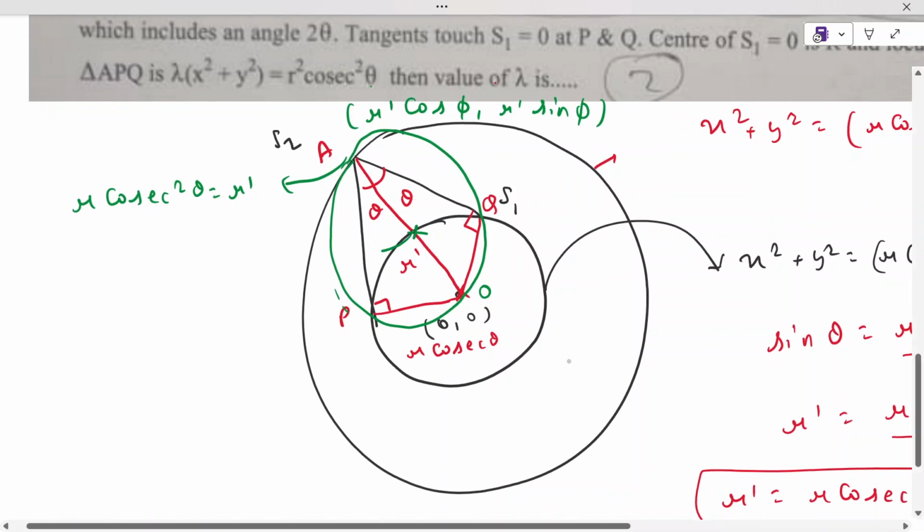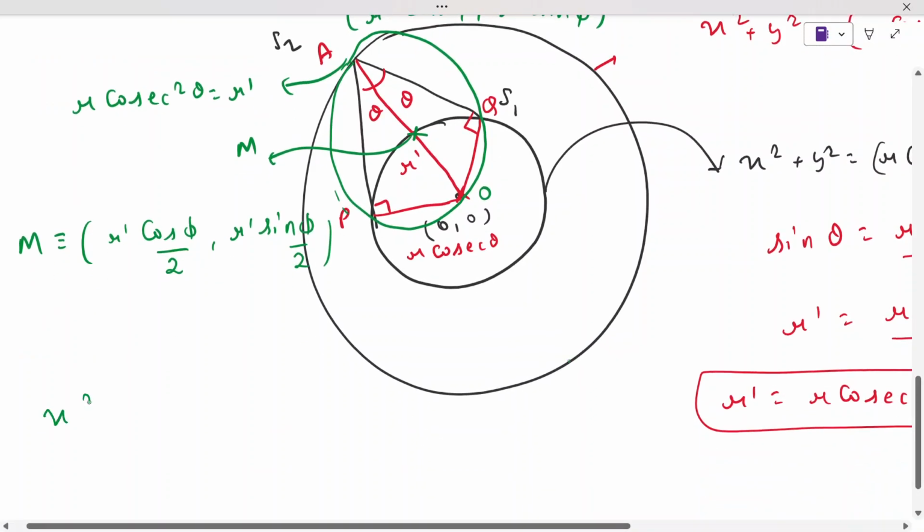So this point is what? This is a circumference. Let's call this m. So m will be what? m will be equal to (r' cos(phi/2), r' sin(phi/2)). And what is the locus of that particular point? So I will simply write x square plus y square equal to what? r' square by 4.